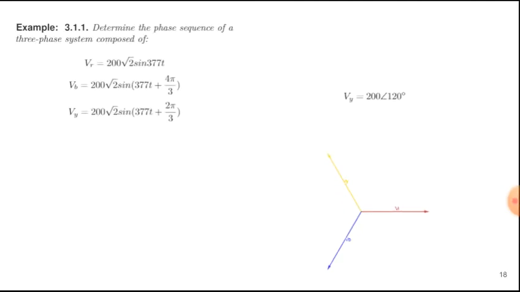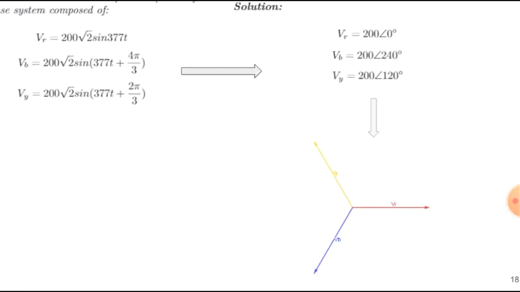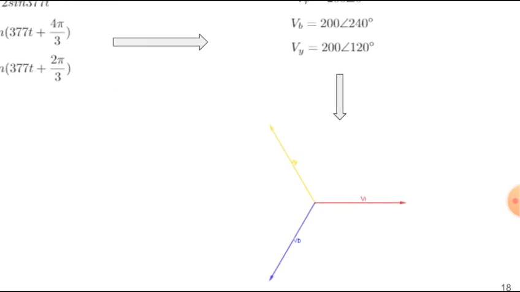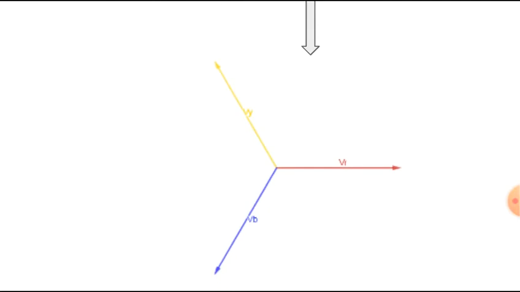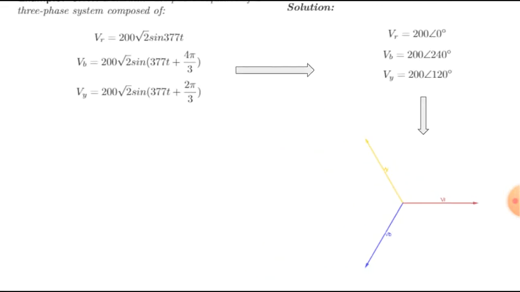Example: determine the phase sequence of the three-phase system which are represented by these voltages. The first thing to do is to convert them into phasor form. So VR is 200 angle 0, then 200 angle 240, and 200 angle 120. Then let us draw the phasor diagram. We put a point somewhere here, then we rotate it. What will be the phase sequence? It will be red first, then blue, then yellow. So the phase sequence is RBY.